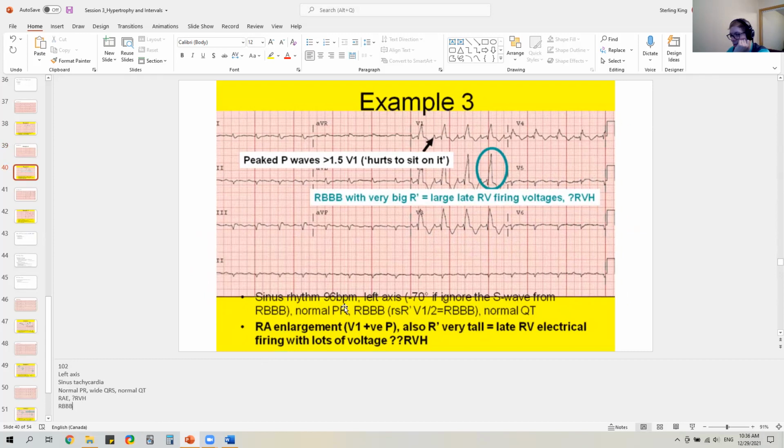All right, so let's take this to the next page, see how we did. All right, so sinus rhythm 96. Well, okay, I got 102, but perhaps we count a little different. I got left axis, yeah, it's the same, ignore the S wave. Normal PR, yeah, right bundle branch block, yeah, we got that. Normal QT, yeah, we got that too. Right atrial enlargement, booyah, looks peaked, it's painful to sit on. And then query right ventricular hypertrophy because it's really big, and yeah, this S wave over here. So nice, looks like we nailed it.